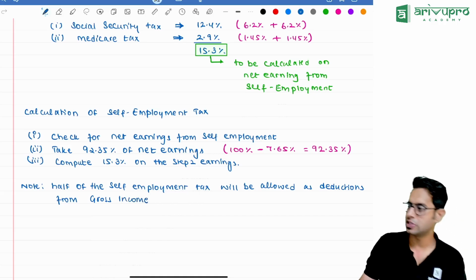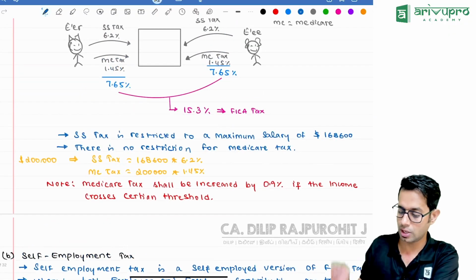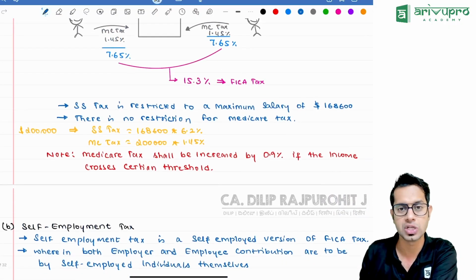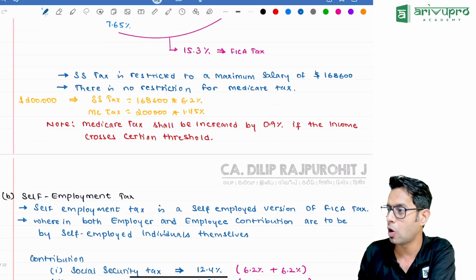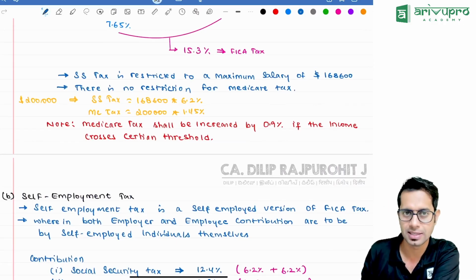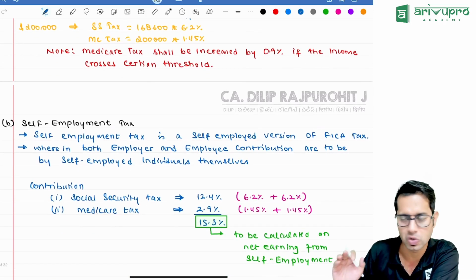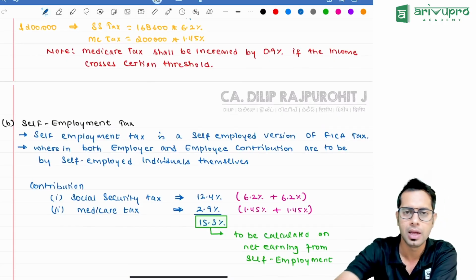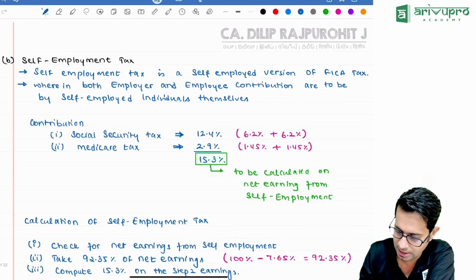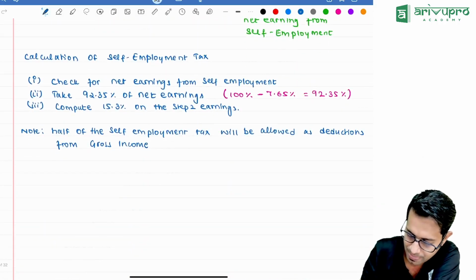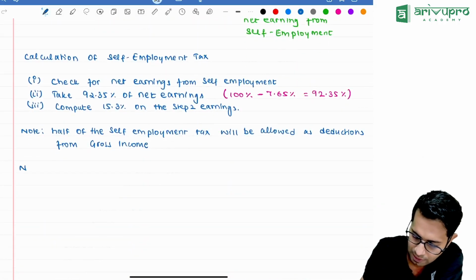Sir, any other note which I have to know? Yes, these two notes also you will write. Social security tax will be collected on maximum how much amount, sir? 168,600, and there is no restriction for Medicare tax. And of course, additional Medicare tax will be collected if the income is crossing a certain limit. What is that limit? I'll tell you. Note.